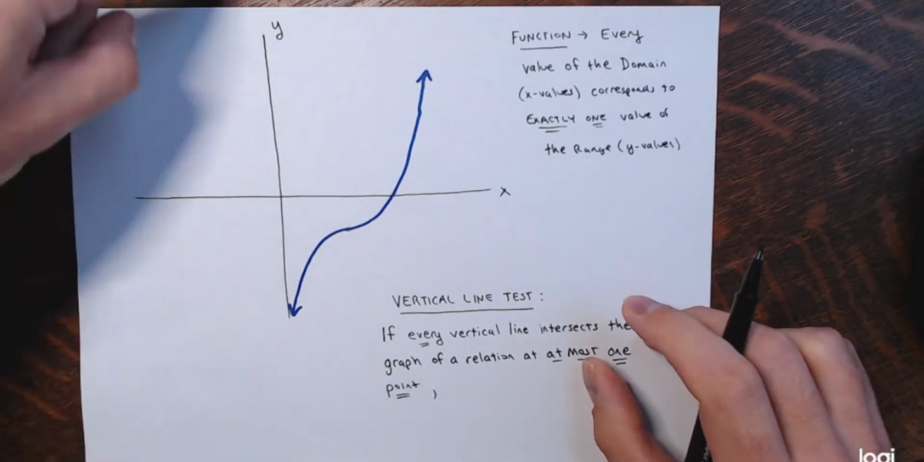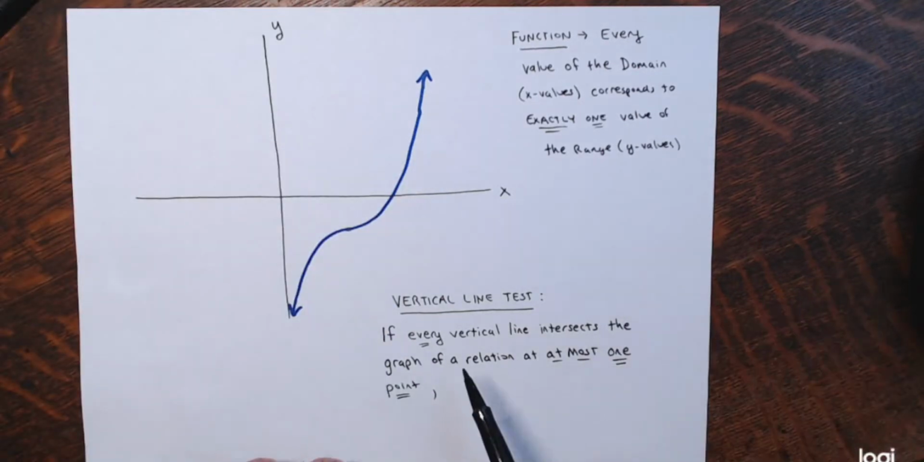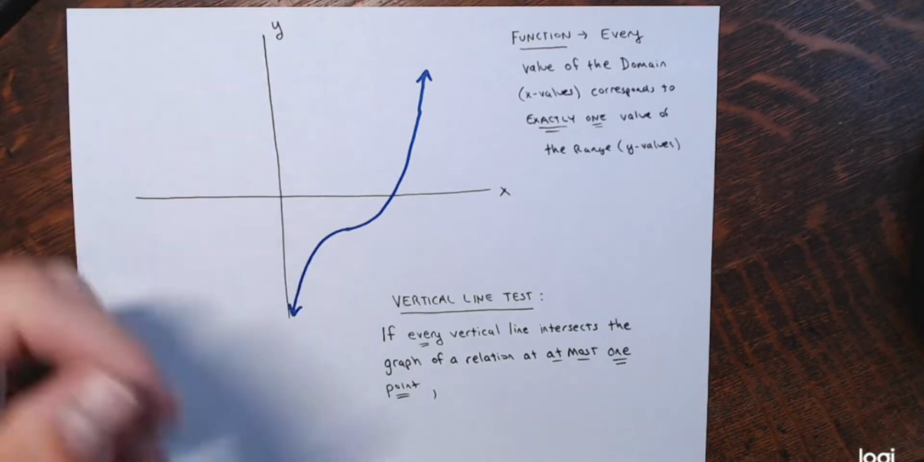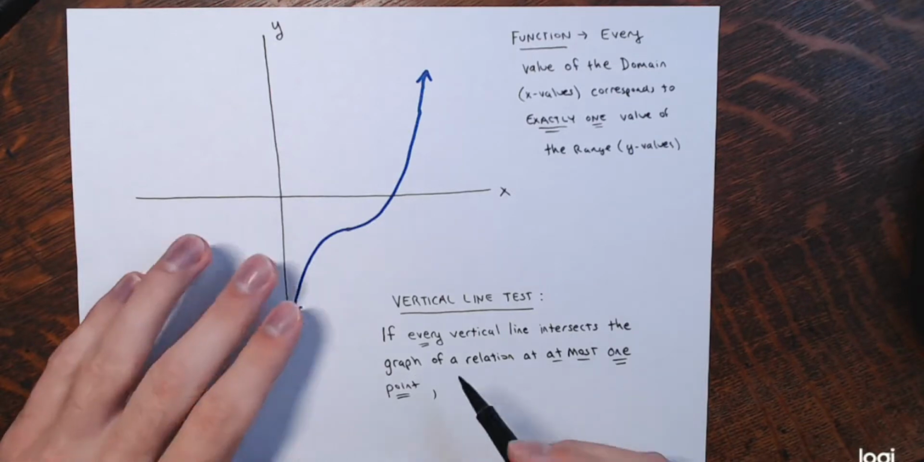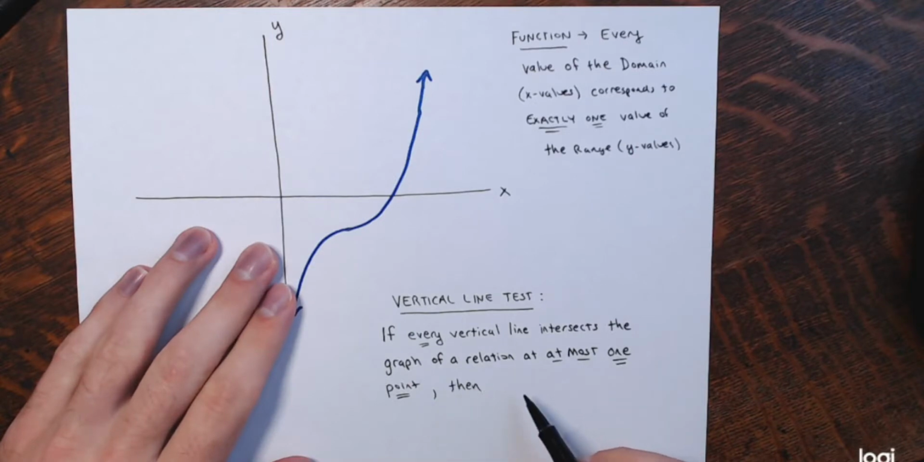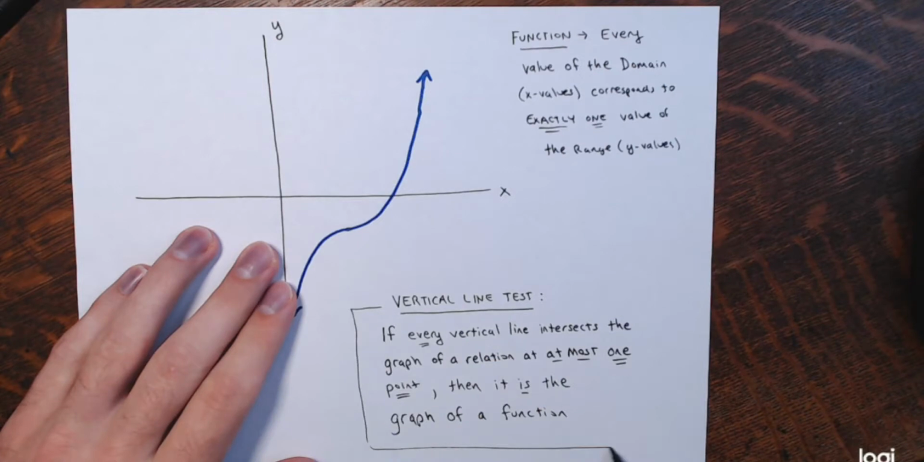So if I draw a vertical line, and you draw any vertical line at all, and they hit the graph in at most 1 point, so that means it either doesn't hit the graph or hits the graph once, but never more than once, is all I'm saying here. Then the graph is the graph of a function. That relation will be a function. So this is the vertical line test.